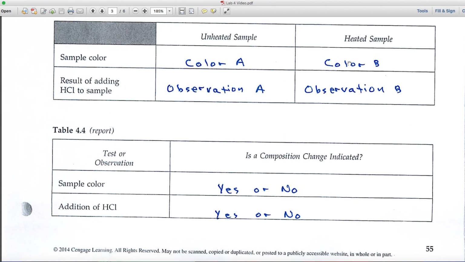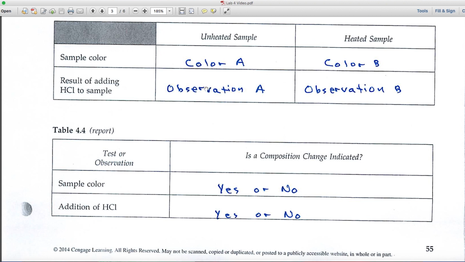If they're the same color, you'd say no. It doesn't indicate a change in composition. If they're different colors, you'd say yes. Looks like I've got two different substances and there's been a change in composition.